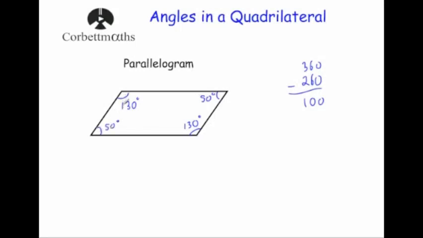And do you notice that also the obtuse angle and the acute angle add together to give you 180 degrees? That will always be the case because the top is parallel to the bottom. These are what we call co-interior angles.